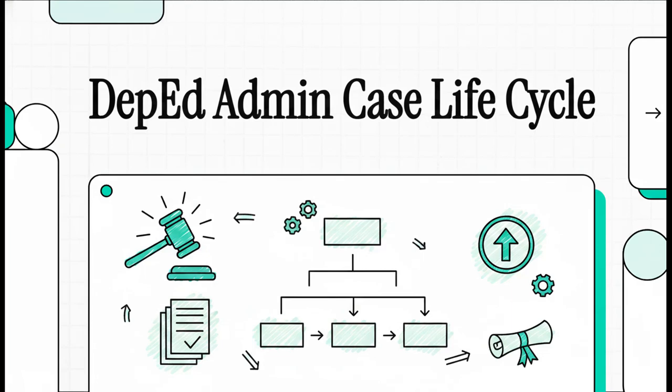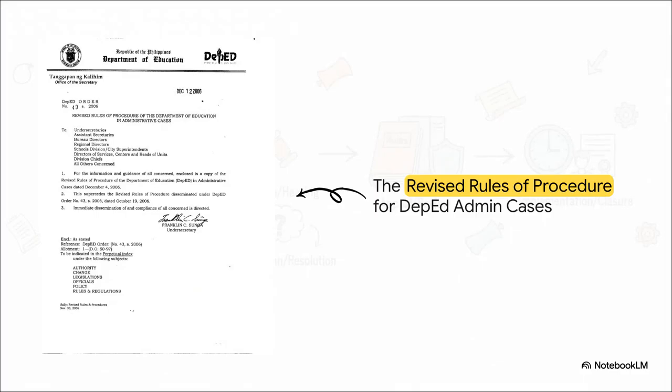Welcome to the Explainer. If you're looking to understand exactly how the Department of Education handles administrative discipline, well, you're in the perfect place. Today, we're demystifying the entire life cycle of a DepEd case. We're going to go from the very first accusation all the way to the final appeal, and we're going to do it without drowning in a sea of legal jargon. Let's get right into it. Okay, let's dive into this.